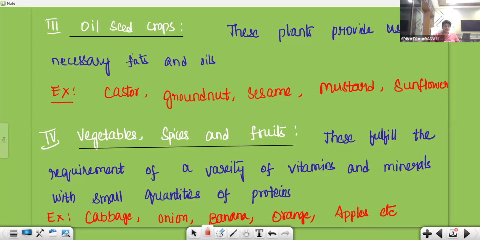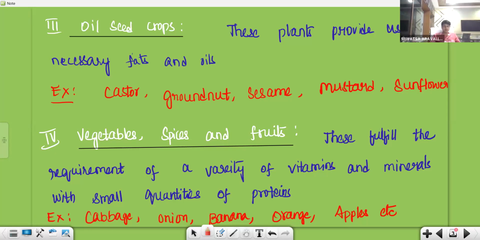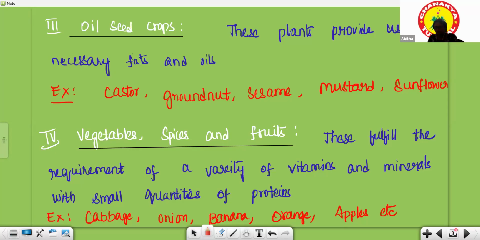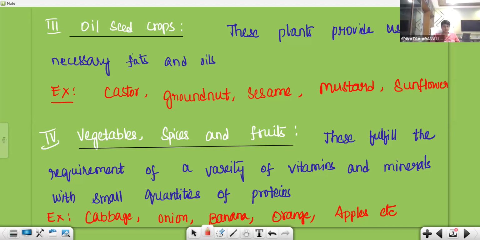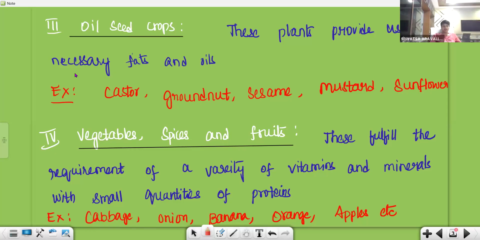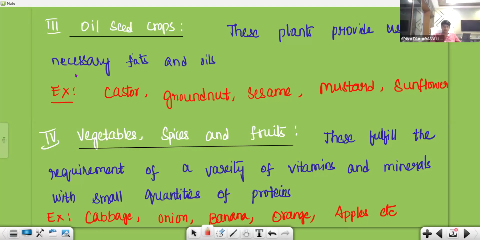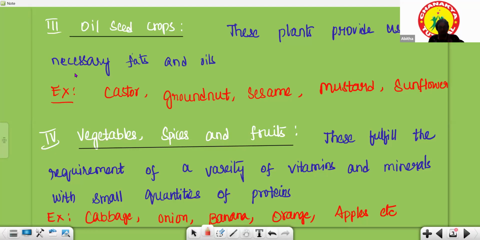These are oil-seed crops. These plants provide us with necessary fats and oils. Examples: castor, meaning castor oil, groundnut, sesame, mustard, sunflower. Okay. Next.